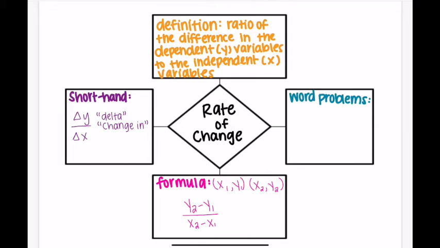Sometimes you won't be given explicit x values and y values to just plug in. Sometimes if you have a word problem, you have to determine which are the x values and which are the y values. So to help you do that, you'll always want to remember that your y values are always the dependent variable. So you're looking for the dependent variable, which would be your y, and your x is the independent variable.